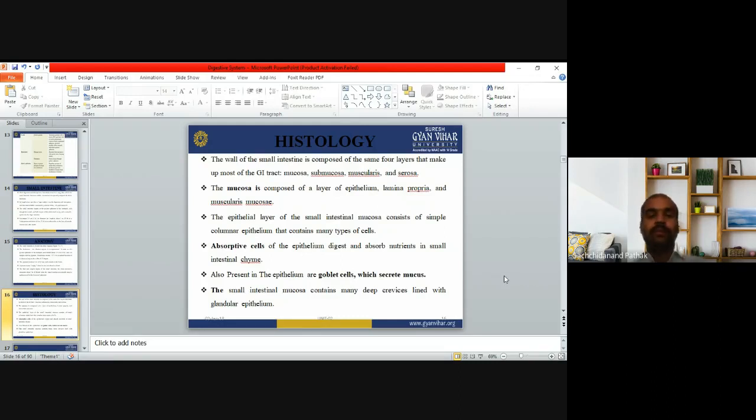The epithelium layer of the small intestine mucosa consists of simple columnar epithelium that contains many types of cells. Absorptive cells of the epithelium digest and absorb the nutrients in the small intestine. Also present in the epithelium are the goblet cells, which secrete mucus. The small intestine mucosa contains many deep crevices lined with glandular epithelium.